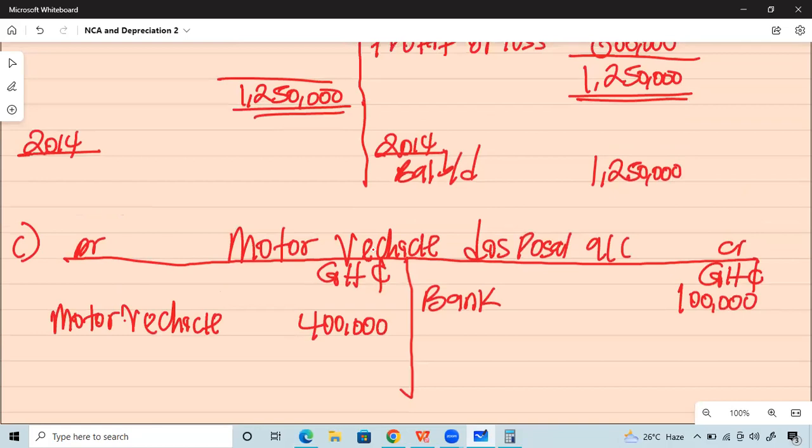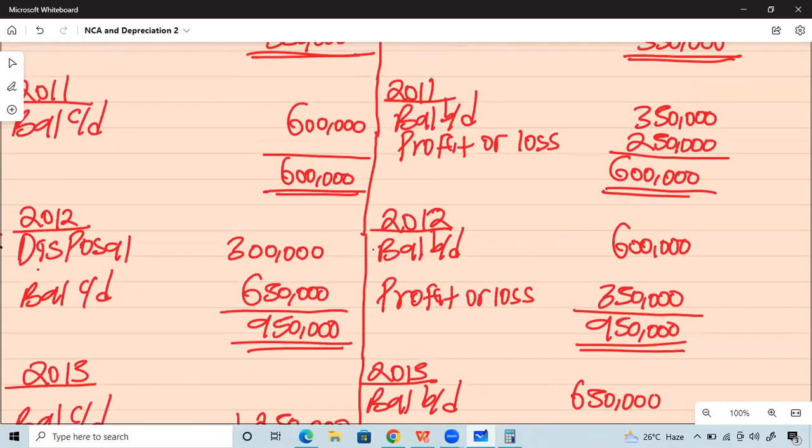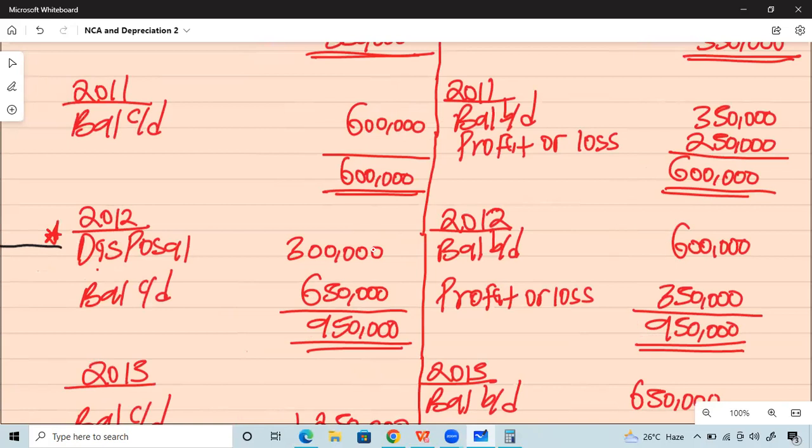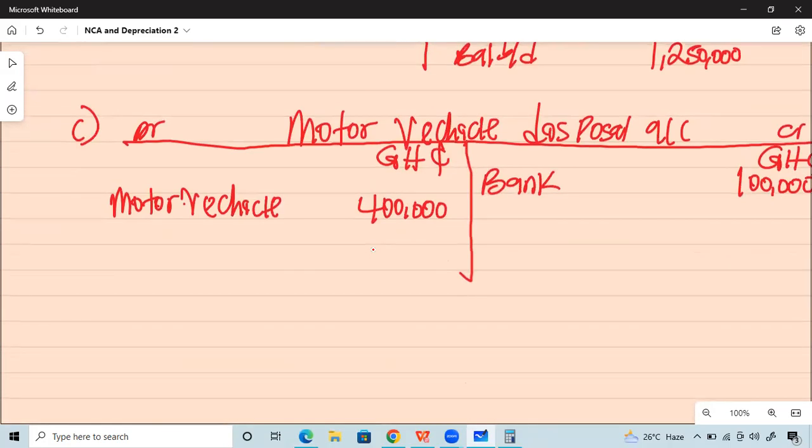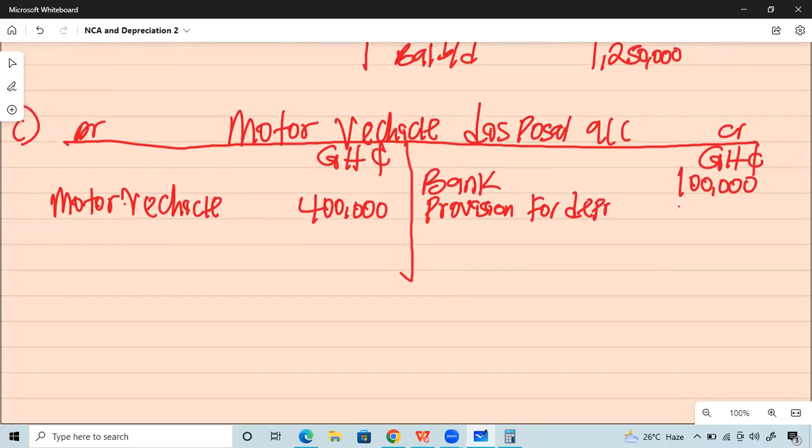Now, where do you see disposal again? I can see disposal in provision for depreciation. Which side is it on? It is on the debit side. It will go to the disposal account as credit. How much is this? It's 300,000. So you say provision for depreciation, 300,000.